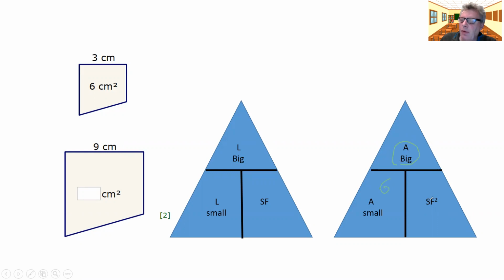But then we've got to work out what the scale factor is. And then we can see quite easily that that's linked with that. So 9 goes with the 3. So we've got a scale factor of 3. 3 squared is 9. And so 9 times 6 is 54. Fairly straightforward.